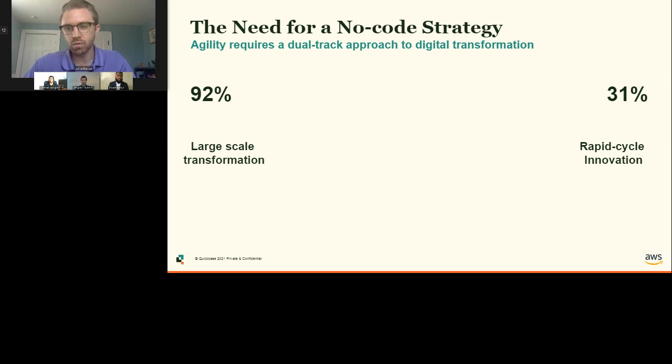92% of these executives agreed that the large scale aspect is needed, and only 31% said that the rapid cycle innovation is actually being deployed at their company. So there's a disconnect here of both of these aspects being needed, but not actually having a strategy or a plan for it. This is where our no code aspect can come in.